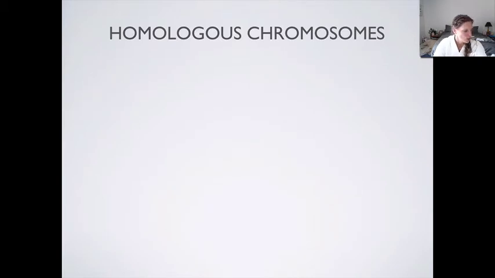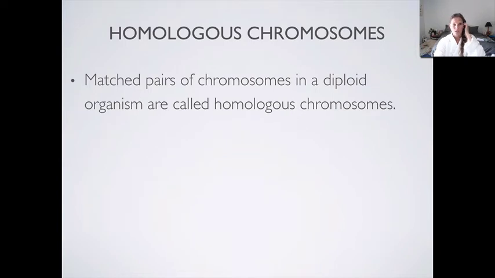So a couple more terms that we need to know is the term homologous chromosome. A homologous chromosome is simply a matched pair of chromosomes in a diploid organism. So in a diploid organism, like our human body cells, we have 23 pairs of chromosomes, or 46 chromosomes total. So each of those pairs is called a homolog. So the pair is a homologous chromosome.